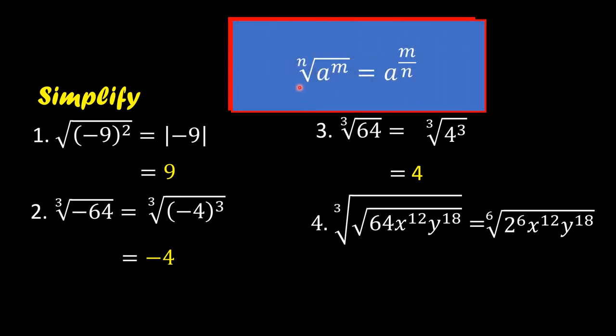And then apply this rule. The nth root of a raised to m is equal to a raised to m over n. 6 divided by 6 is 1. So we have 2 raised to 1, or 2. 12 divided by 6 is 2. So we have x squared. 18 divided by 6 is 3. So we have y cubed. So our answer is 2x squared y cubed.